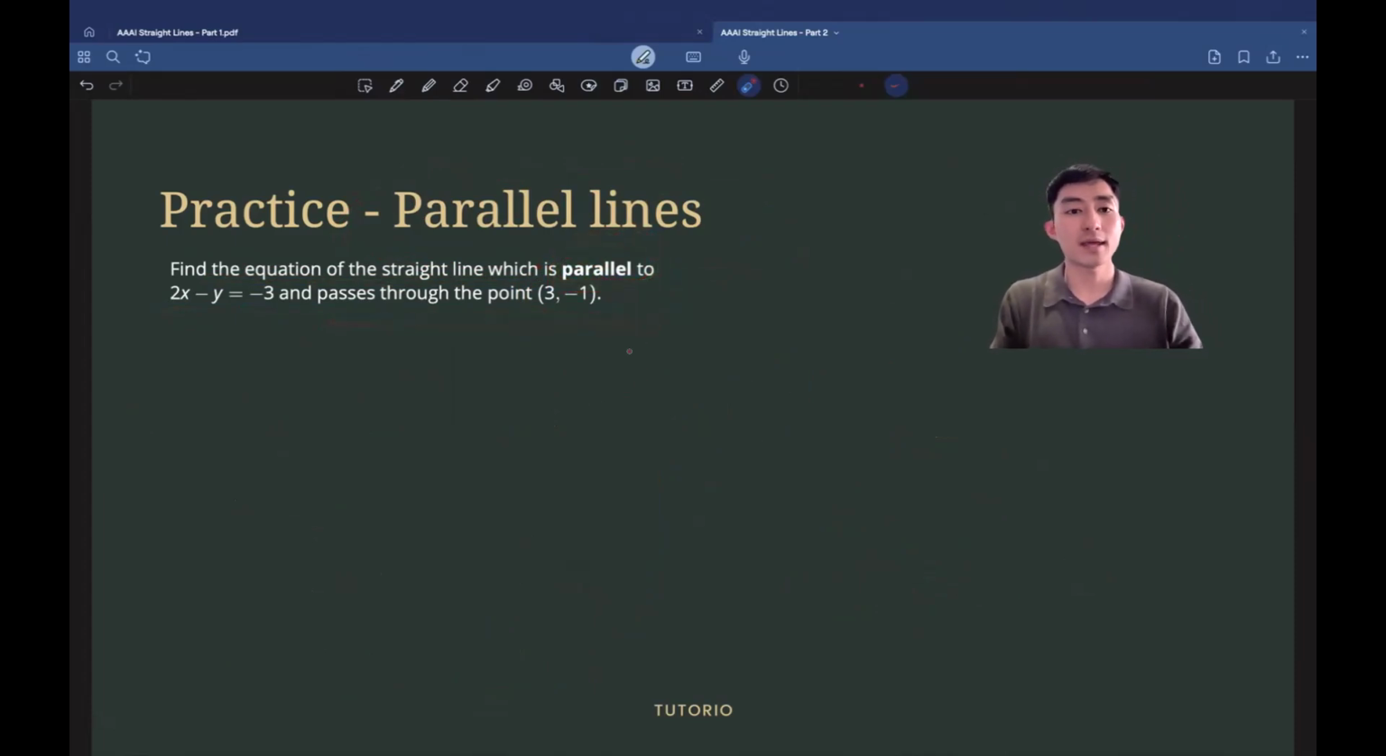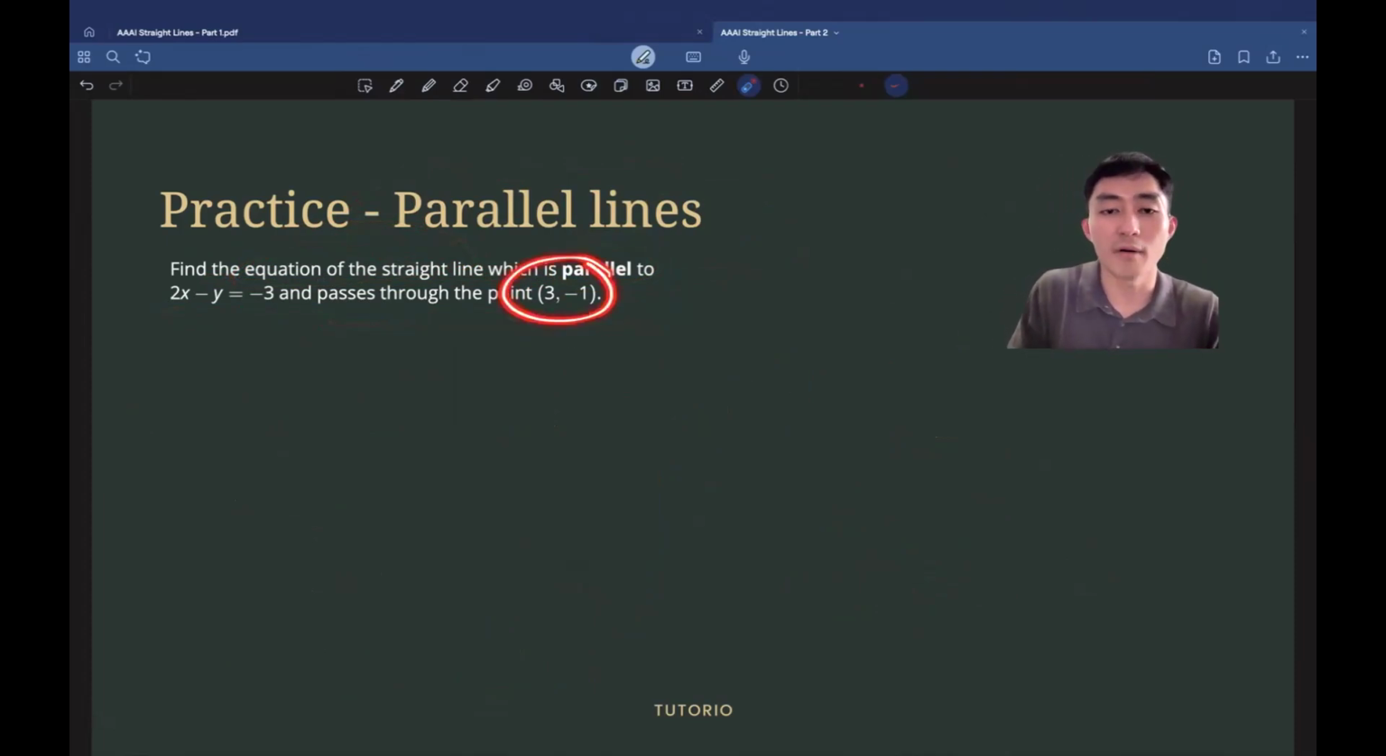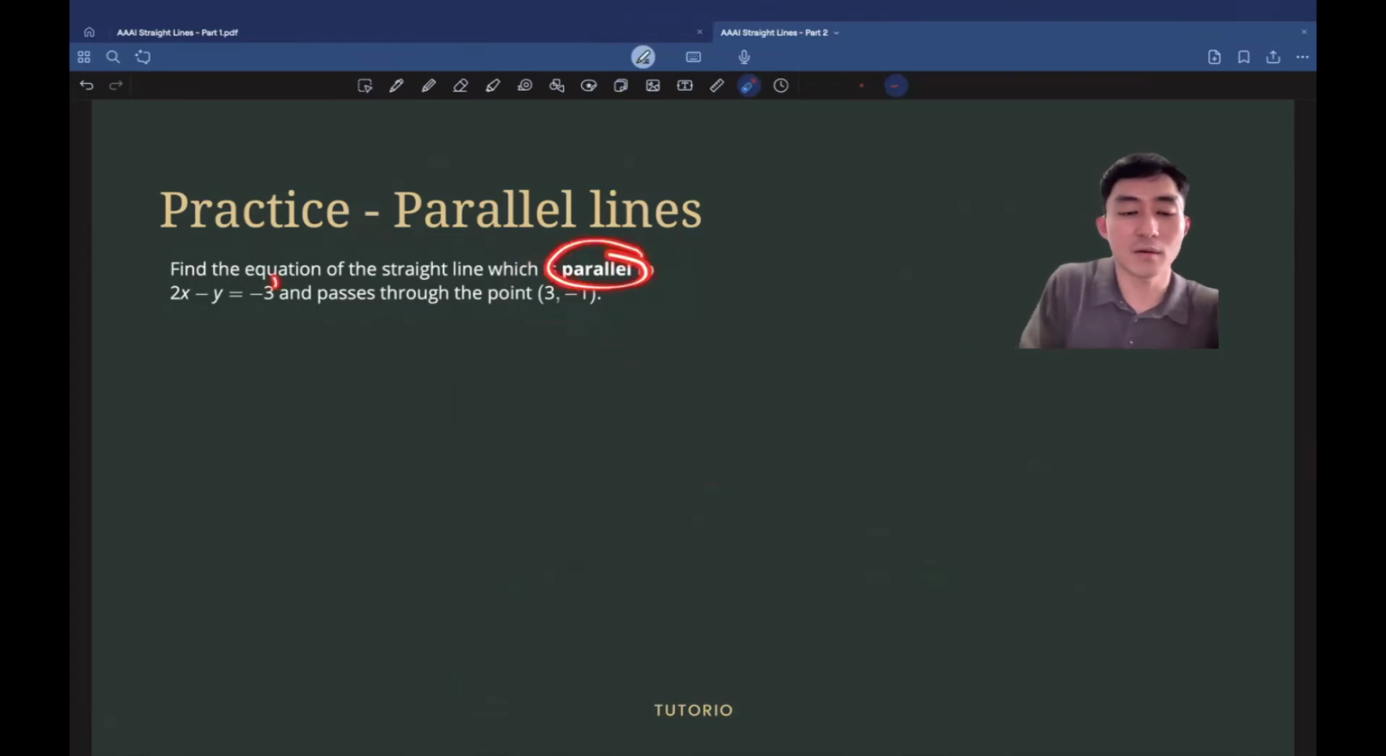Well, we can make the equation of a straight line if we have a gradient and a point, right? Or a gradient and an intercept. That's the easiest way. Because we already have a point, our task is to find the gradient. Because this is parallel to this line, we can find the gradient of this line first.